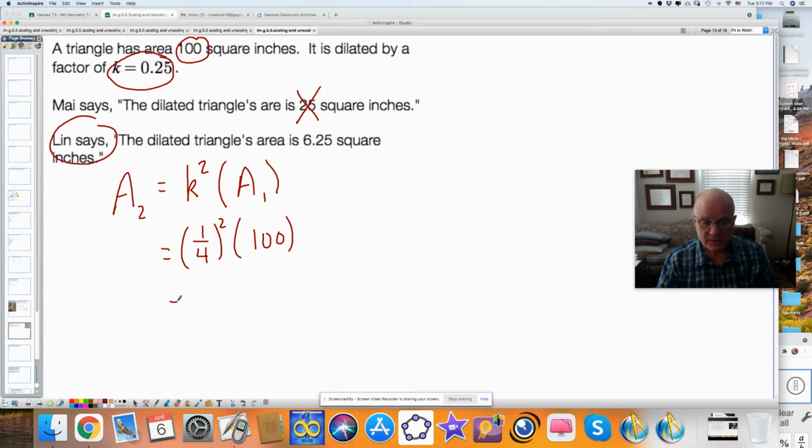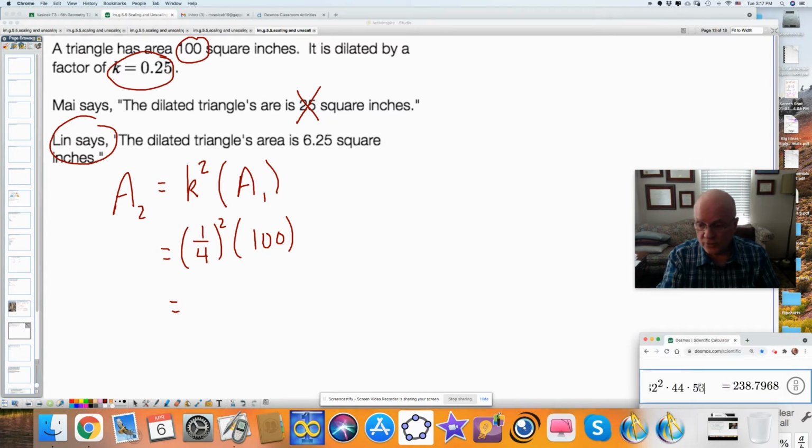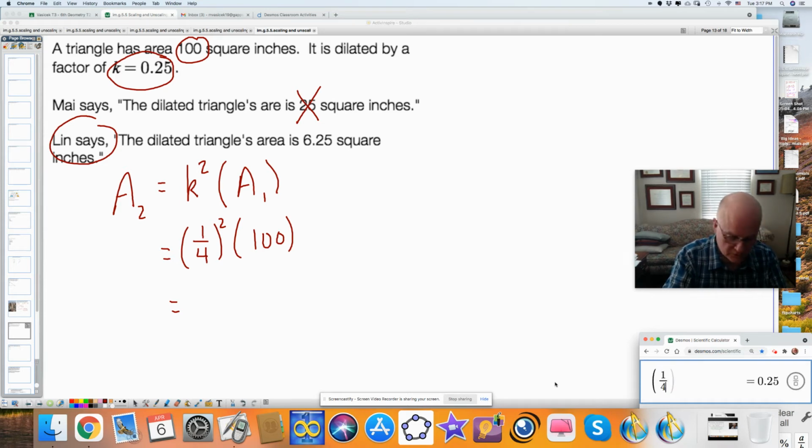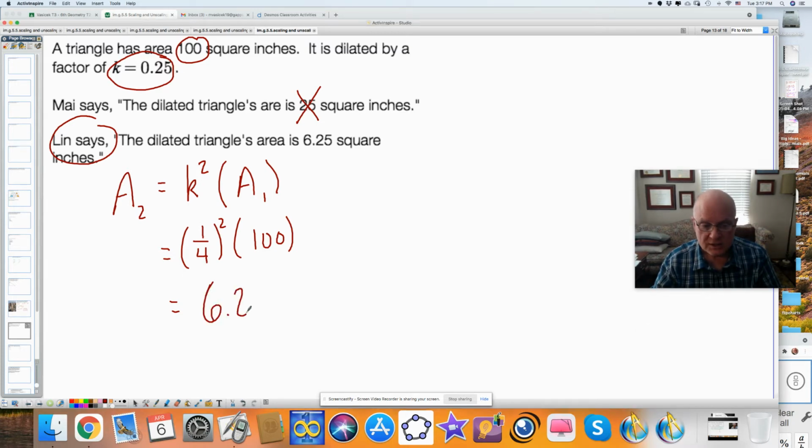If you actually plug this into a calculator, which I'll show you: parentheses, 1 divided by 4, or I could do 0.25, squared, and I'm going to multiply that times 100. It's 6.25. Now let me show you why this works, because this is correct. What the person did here was they multiplied it by k instead of by k squared. That's what that person did that was wrong.